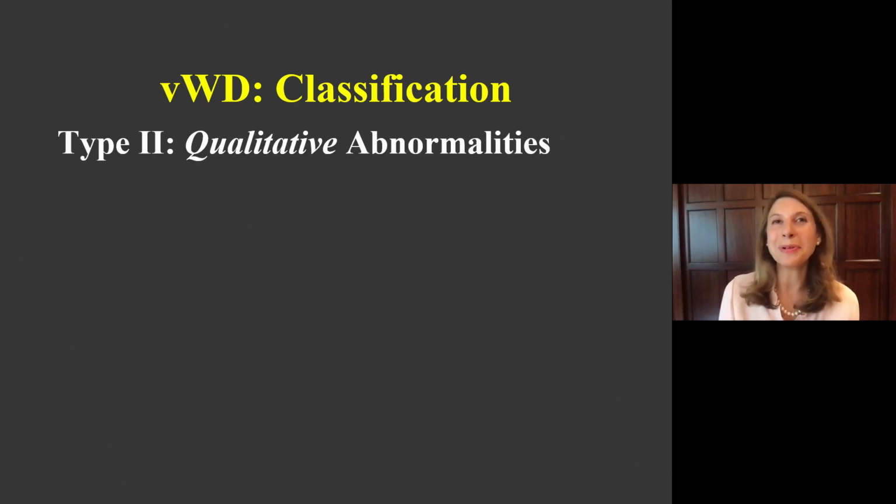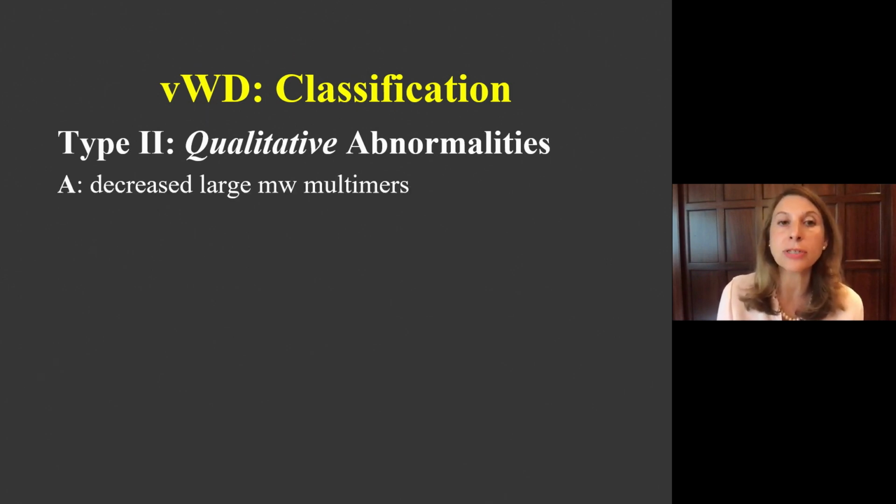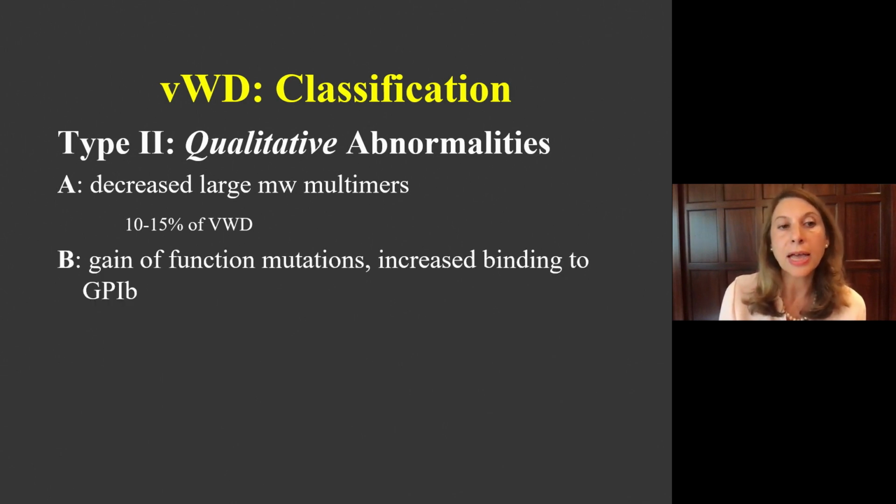Type 2 is where people usually get confused. Type 2 is a qualitative abnormality. So they may have normal or slightly low levels, but what they have actually doesn't function properly. So it's a function defect. You have type A that has decreased large molecular weight multimers, and this occurs in 10 to 15% of von Willebrand disease. Type B, which is actually a gain of function mutation.